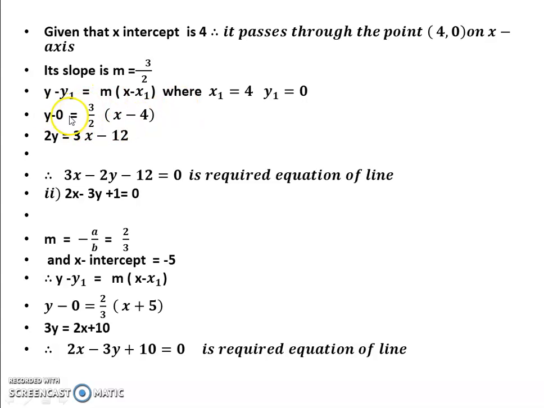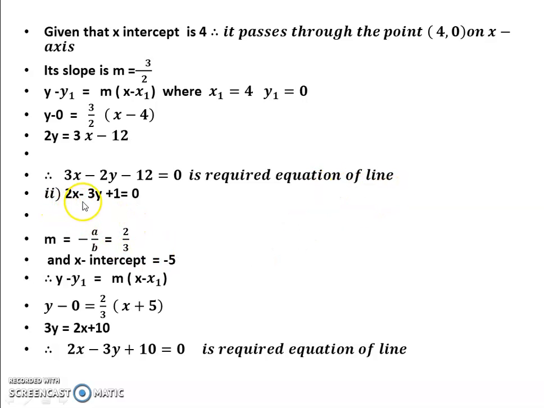So we put in this equation y minus 0 is equal to our slope 3/2 times (x minus 4). So x1 and y1 we have to consider. Simplify: 2y minus 0 and 3x minus 12. So 2y is equal to 3x minus 12. If you write 3x minus 2y minus 12 equal to 0, it does not matter. So 3x minus 2y minus 12 equal to 0 is the required equation of the line.